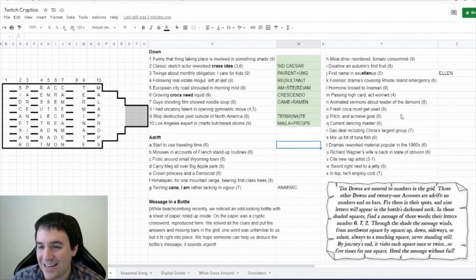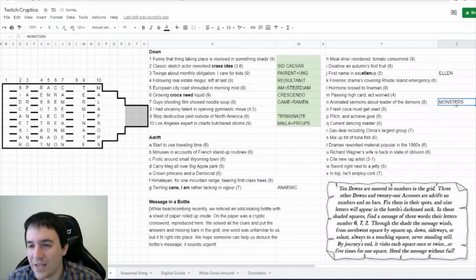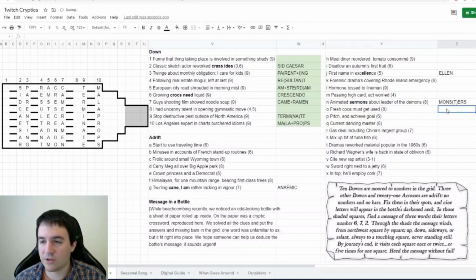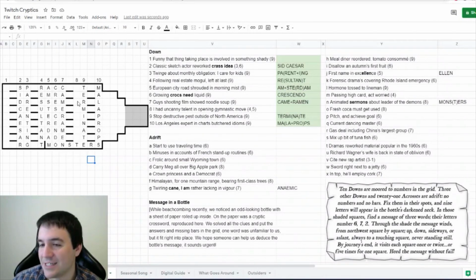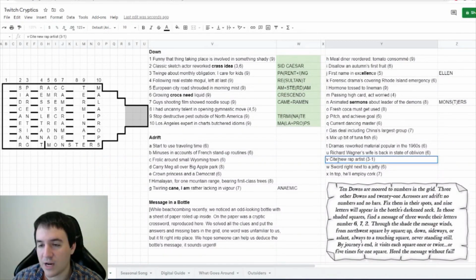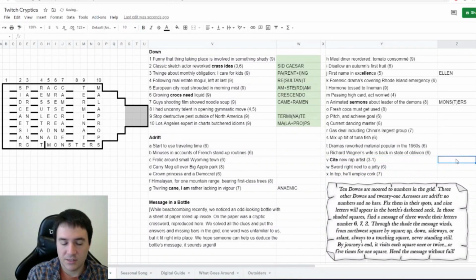Joe Man found N is monsters. So animated sermons. That's an anagram of sermons about leader of the. So we anagrammed sermons and we put it around the T, which is the leader of the. And that looks like it's going to go down here. Light Scouters got V as Ice-T. Cite new rap artist. Yeah, so that's an anagram of cite to get a rap artist.